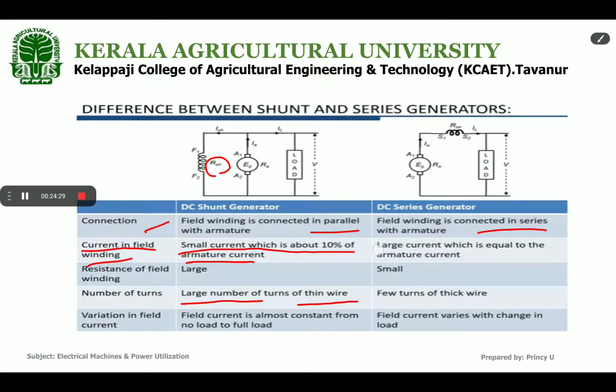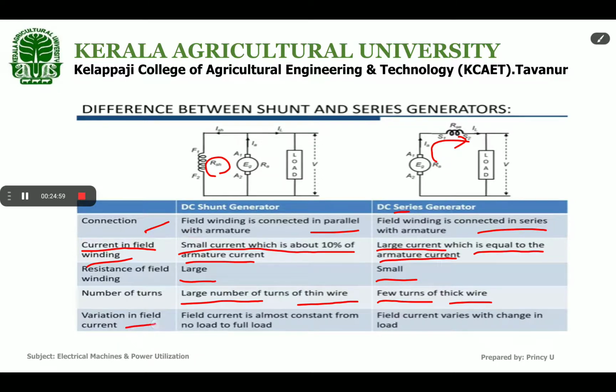Okay. And a large current, equal to the armature current, will flow in the DC series generator, because the series field winding is connected in series with the armature. The whole of the armature current will flow through the series field winding. So it has only a few turns and a thick wire. Okay. Then the resistance of the field winding is large in a shunt generator. The resistance of the series field winding small ആയിരിക്കും.